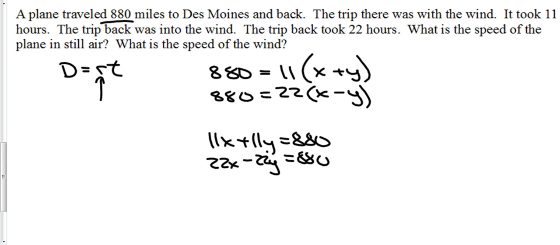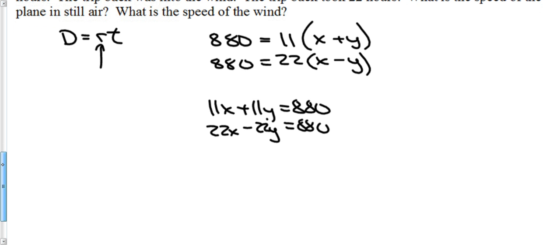So I see here that the y values are opposite of each other, and I could very easily multiply the entire top equation by 2, and that would give me an equivalent system that I could use to solve this problem. Then once I got the value of y, all I have to do is plug it back into either one of the two equations to get the value of x.